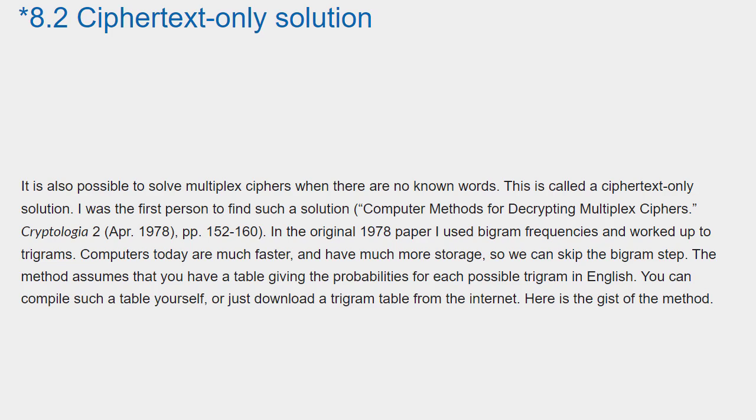In the original 1978 paper, I used bigram frequencies and worked up to trigrams. Computers today are much faster and have much more storage, so we can skip the bigram step. The method assumes that you have a table giving the probabilities for each possible trigram in English. You can compile such a table yourself, or just download a trigram table from the internet. Here is the gist of the method.